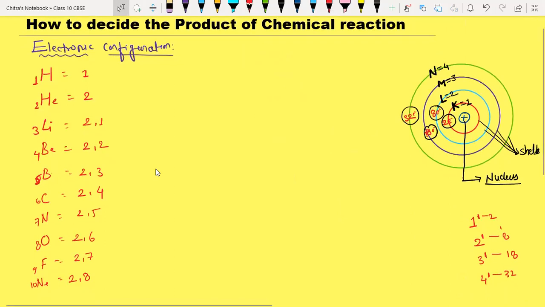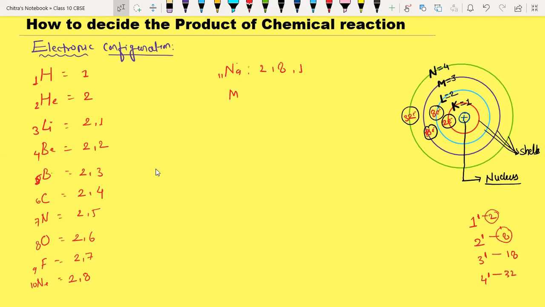After neon, we have sodium. Sodium has atomic number 11, so it's 2, 8 and then the remaining. See, the first cell contains a maximum of 2, and the second cell a maximum of 8. So the remaining electron will come on the third cell. So its electronic configuration will be 2, 8, 1.